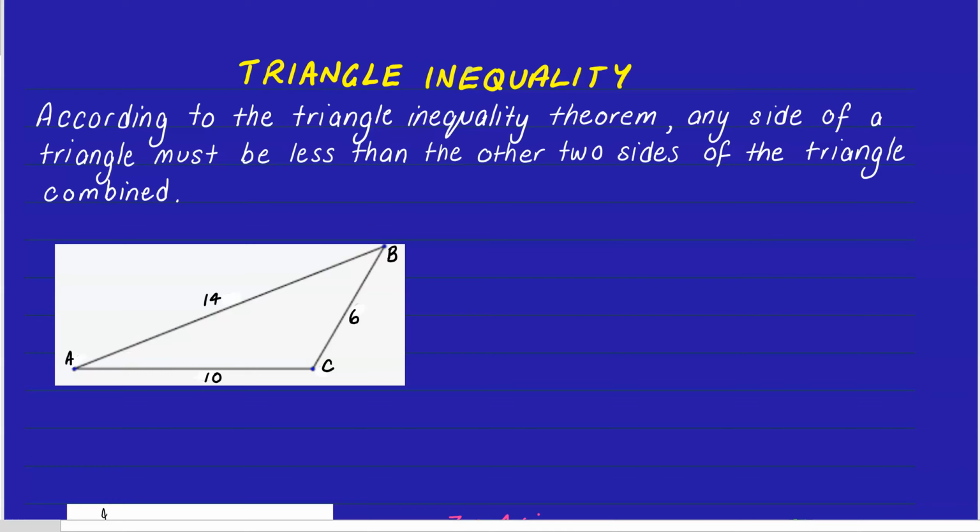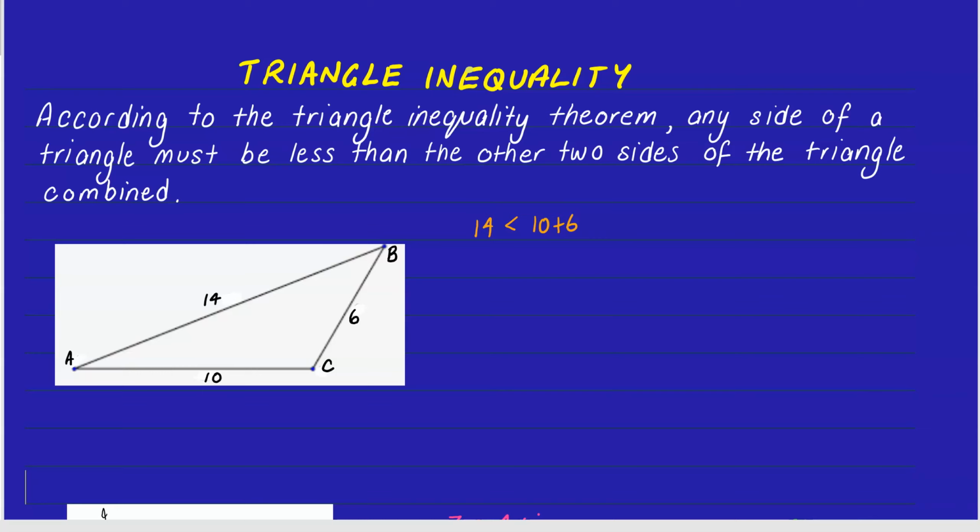The triangle inequality states that any side of a triangle must be less than the other two sides of the triangle combined. So if we take an example here of a triangle with sides 14, 10 and 6 can be drawn. You can see pretty clearly the longest side here, 14, is clearly less than the other two combined. So it's less than 10 plus 6, 16. And clearly the shortest side, 6, is going to be less than.